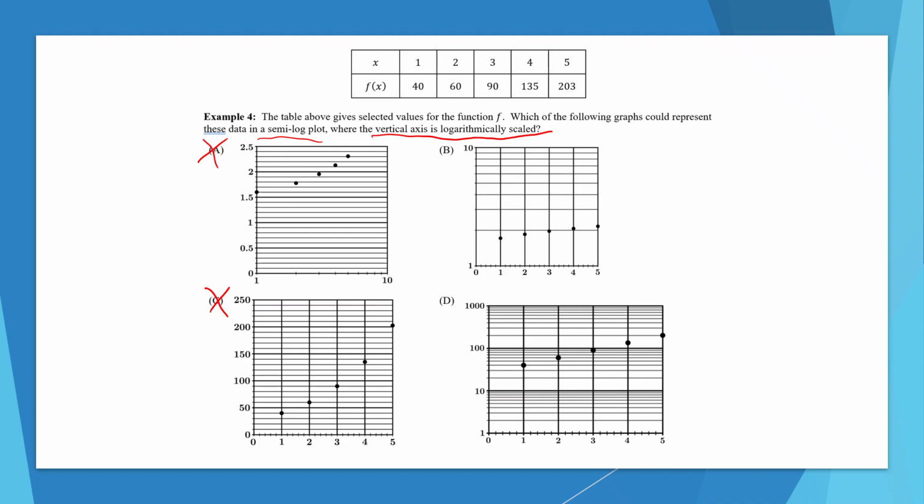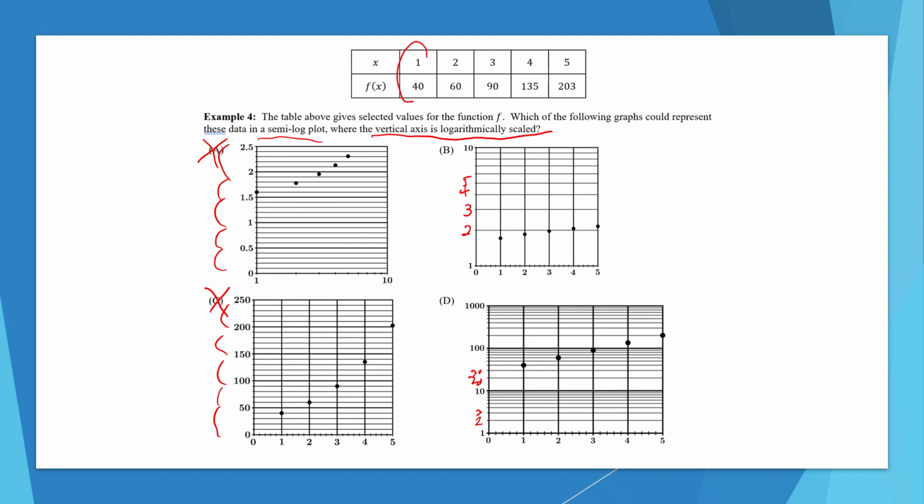If we take a look at A, right, it increases by 0.5 every time. That's a normal graph. That's not a semi-log plot. Same for C. It increases by 50 every time. That's going to be another normal graph and not a semi-log plot. For B, if we take a look here, this is 1, 2, 3, 4, 5. And then D, this goes like 1, 2, 3, all the way up to 10, 20, 30, right? And so on and so forth. So how do we know between B and D which one's correct?